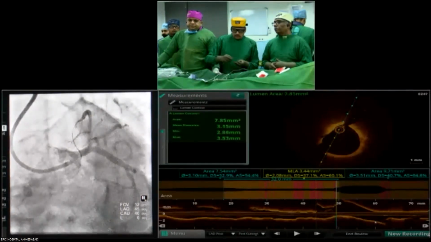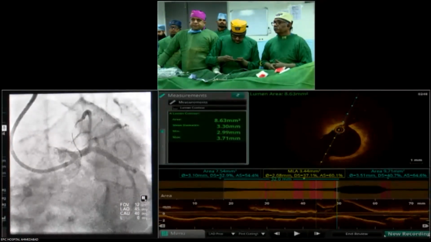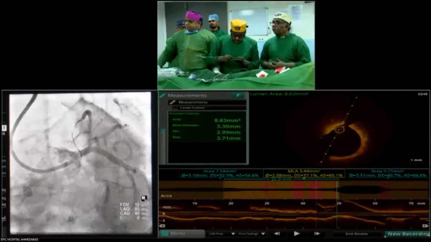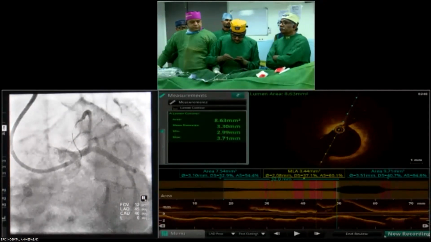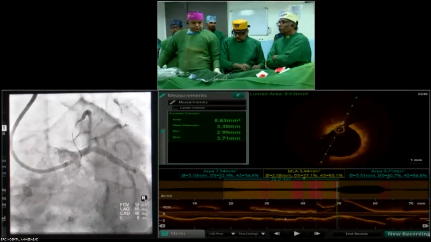We wanted to understand that 3.6 was the EL to EL in the distal part of the LAD, right? Yes. So here it is definitely the problem. Here we cannot measure the EL to EL perfectly because under the stent you can't see very clearly. The distal is 3.56. Probably it is a 4 millimeter vessel.